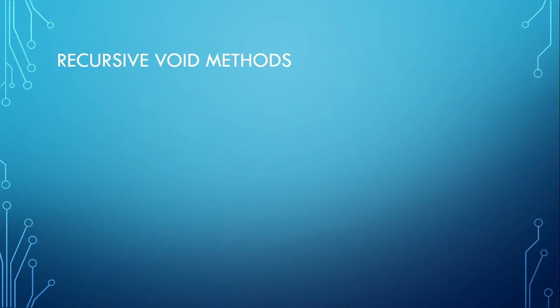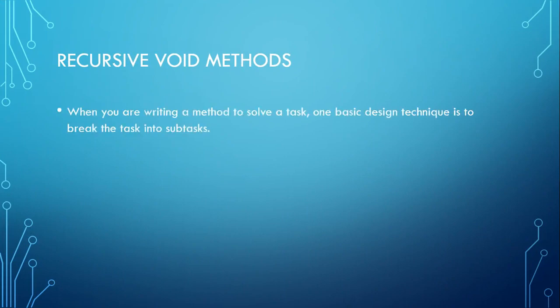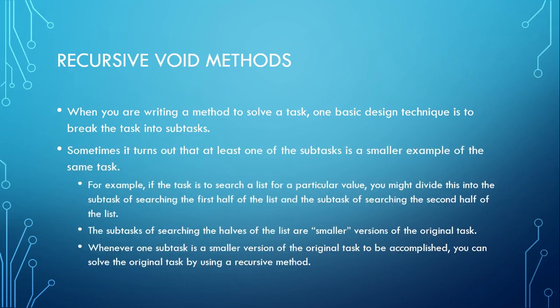All right, so let's jump right in and discuss the recursive void method. When you're writing a method to solve a task, one basic design technique is to break that task into subtasks. Sometimes it turns out that the subtask is a small example of the same task. For example, if the task is to search a list for a particular value, you might divide it into the subtask of searching the first half of the list and the subtask of searching the second half of the list. The halves of the list are smaller versions of the original task. Whenever one subtask is a small version of the original task to be accomplished, you can solve the original task by using a recursive method.